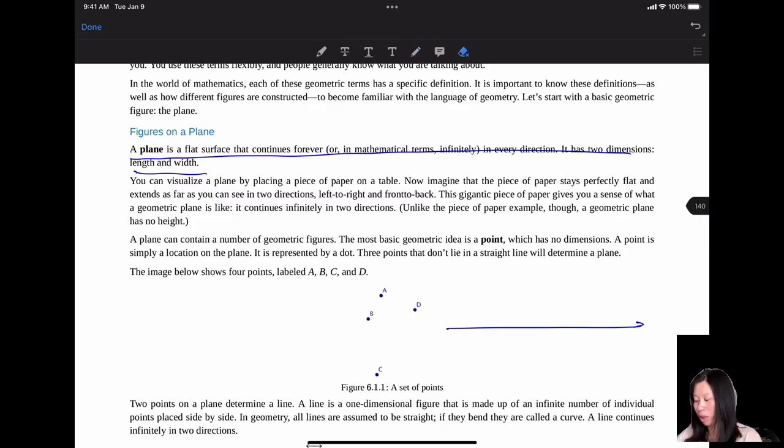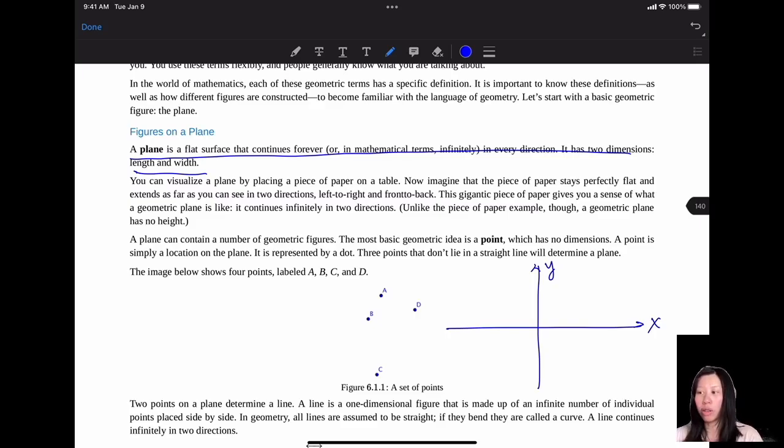I'm sorry, it should be perpendicular. We have y and x. This is a coordinate plane. And then on a plane, the most basic geometric idea is a point, which has no dimensions. A point is just a location on the plane, such as point A, B, C, D.